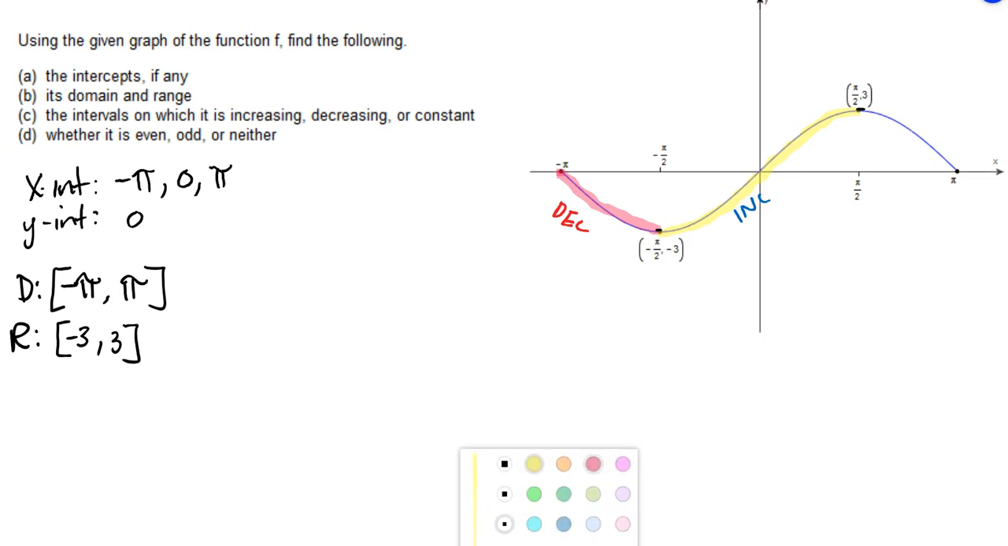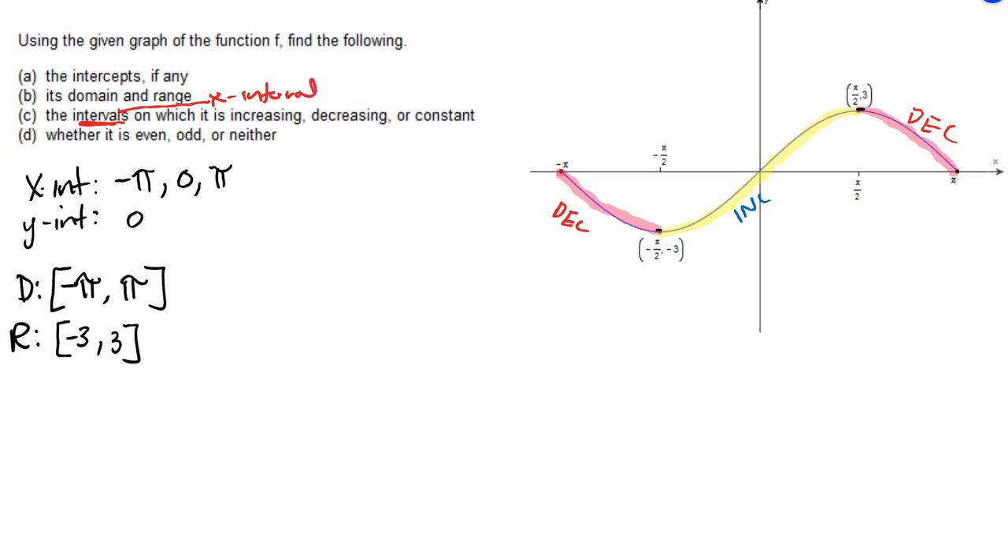And then the y values are decreasing. And now I want to label the intervals. When they're asking for intervals, we're talking about the x intervals. So we want to see when this interval starts, which is at negative pi, and this interval stops, which is at negative pi over 2. And that will be an interval that is decreasing from negative pi to negative pi over 2.